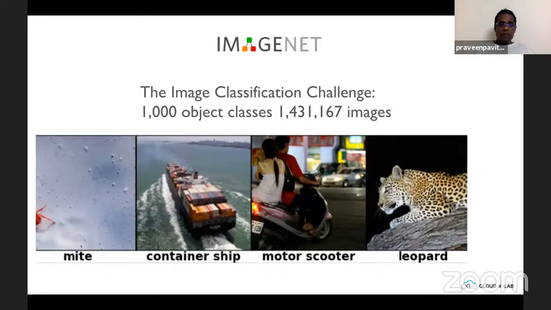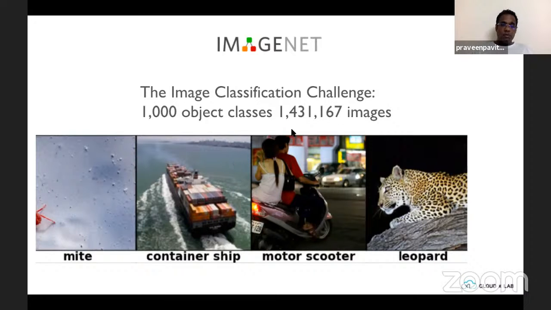So one nice little example is the competition called ImageNet. That's an image classification challenge. There are about 1,000 object classes and over 1 million images, about 1.4 million images.